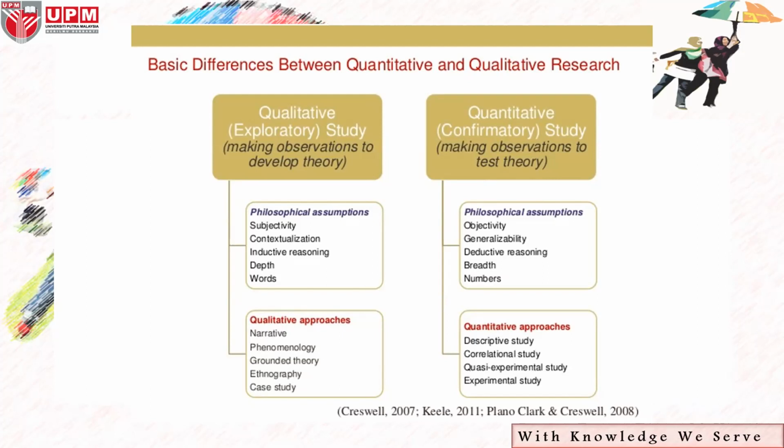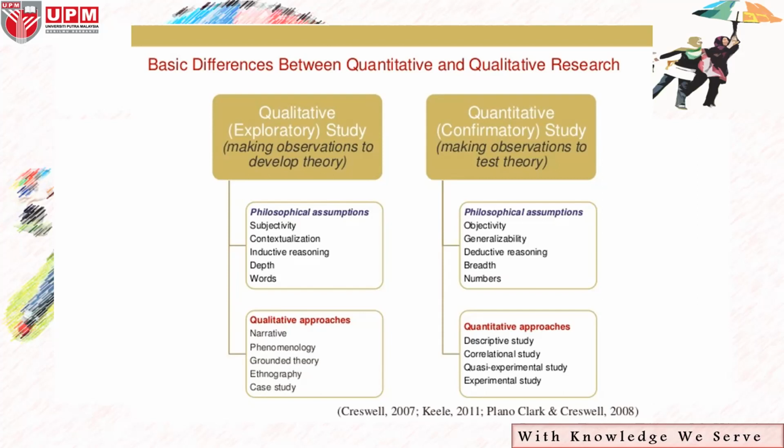Okay, and then for quantitative, the direction is confirming the theory. It is a type of confirmatory study, with the purpose of confirming the theory by testing the hypothesis, in which we make observations to test theory. In terms of the philosophical assumption, it is based on objectivity. The purpose is to make generalization, which is generalizability. We use deductive reasoning. Okay, breadth, it is wide, but lacks depth. We already learned this at the beginning of the semester. And the data are mostly in the form of numbers, numerical form.